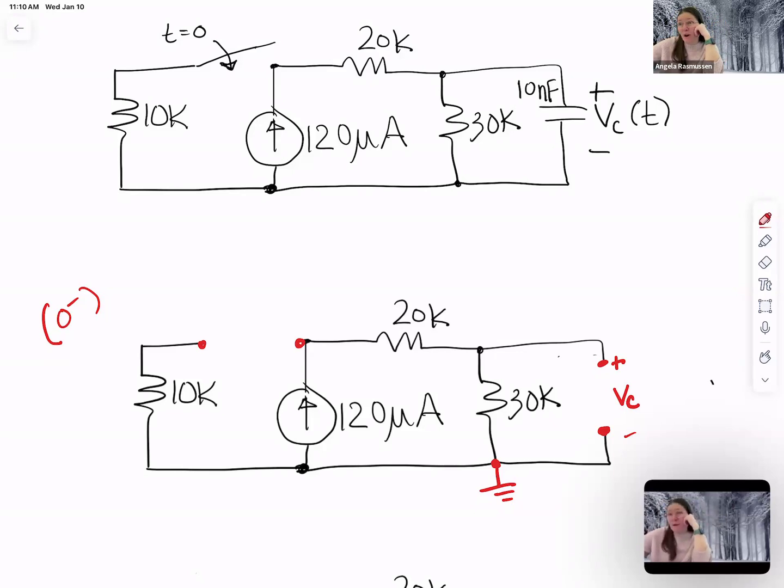Okay, with this being open, what's the current in here? 0, correct. And so the current in here is what? It's going to be 120 micro, right? Because this is all the same wire. So this is the same. And then with 0 current, that current also has to flow down. So that's also going to be 120 micro.